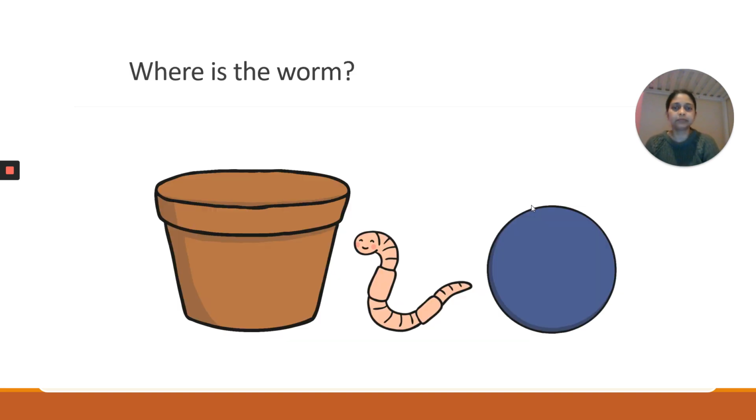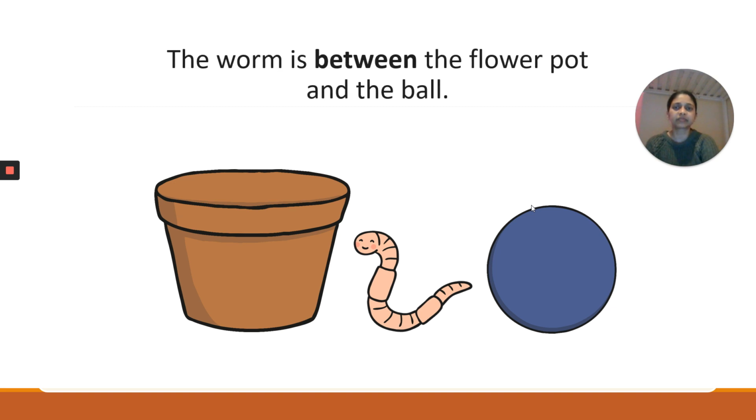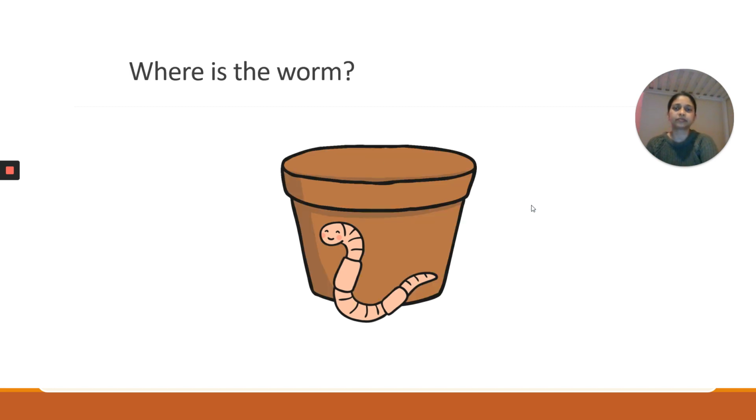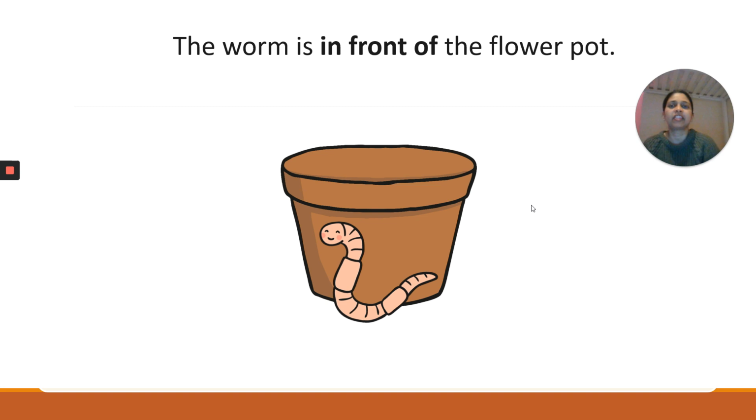Right, where is the worm? The worm is in between the flower pot and the bowl. Is Miss Fernandez right? Miss Fernandez is right. The worm is between the flower pot and the bowl. Where is the worm now? The worm, I think, is in front of the flower pot. Let's have a look. Yes, the worm is in front of the flower pot.